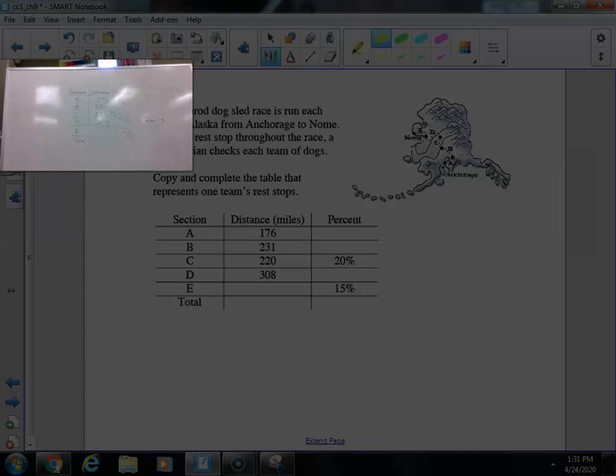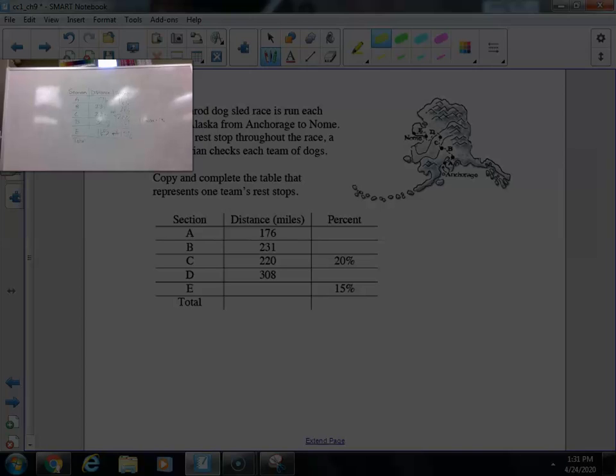So B is the same idea. If we have a distance of 231 and we already know the rule is to divide by 11, we're going to get 21%. And that's the same for letter D then, right? 308 divided by 11, 28%. So those all follow the same rule. That last one, where they give you the percent, 15%, how are we going to go the opposite way to get to the distance? We're going to multiply by 11. So 15 times 11 is going to give you 165 miles.